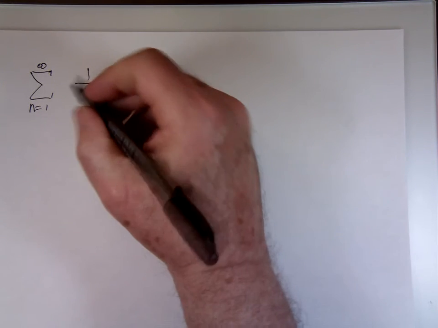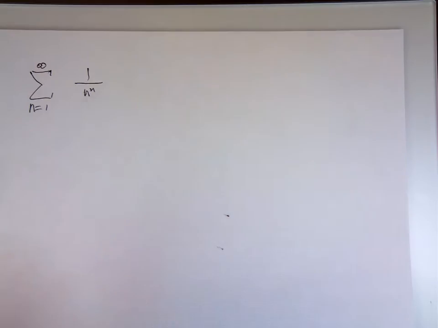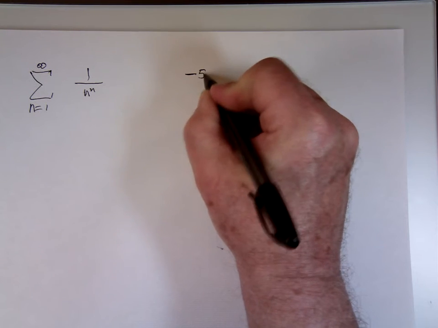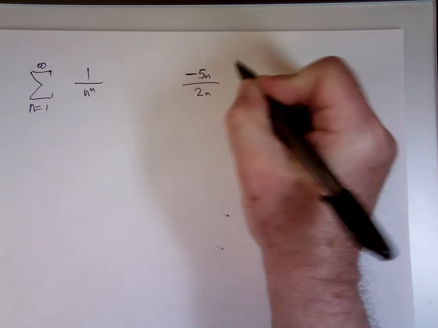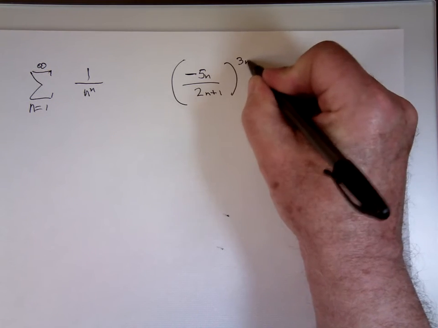Would it be like the same exponent on the bottom and the top? Well, could be. One over n to the n, I guess. Okay, this is interesting. One over n to the n. Wow, this is obvious, too, though. Alright, let's do it. Negative 5n over 2n plus 1, to the 3n power. Yup, that's it right there.